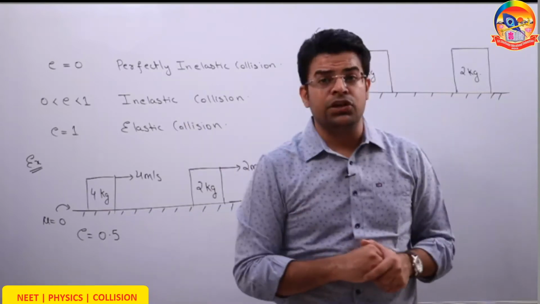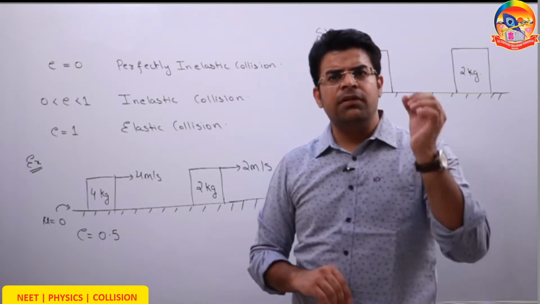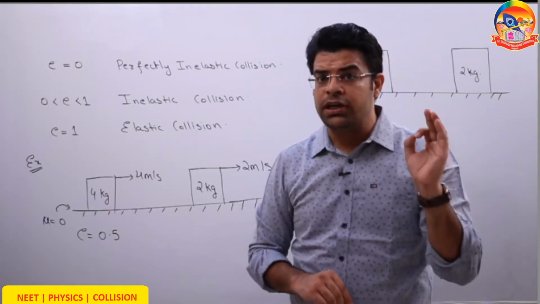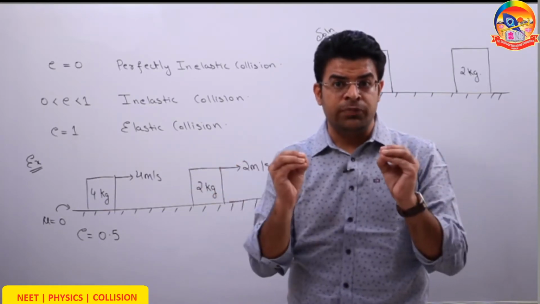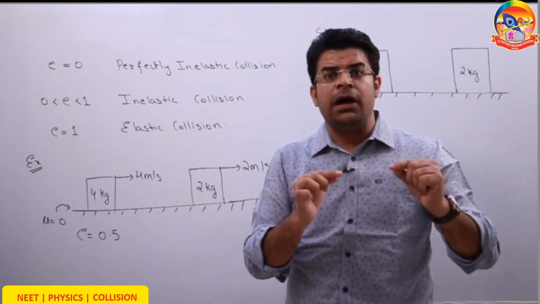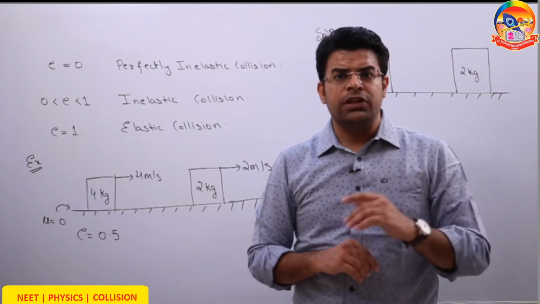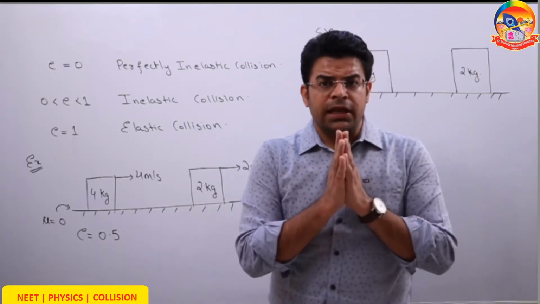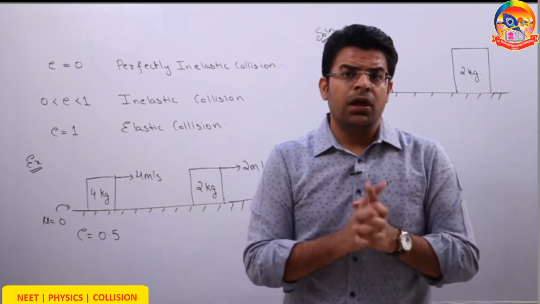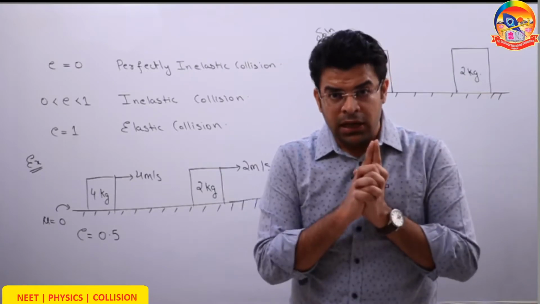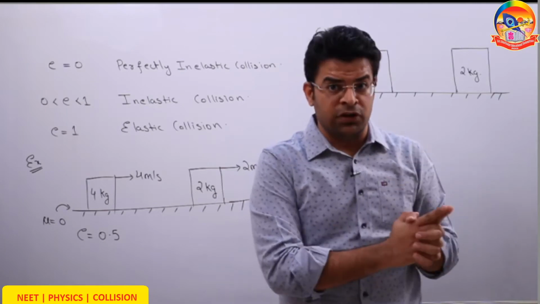Then comes our elastic collision. Elastic collision is when the coefficient of restitution is 1. It means that the velocity of separation equals the velocity of approach. The rate at which the particles were approaching each other before the collision, the rate of separation of particles after the collision will be the same as that. One more thing, remember that in case of elastic collision, the kinetic energy loss is 0. So kinetic energy before the collision equals kinetic energy after the collision.